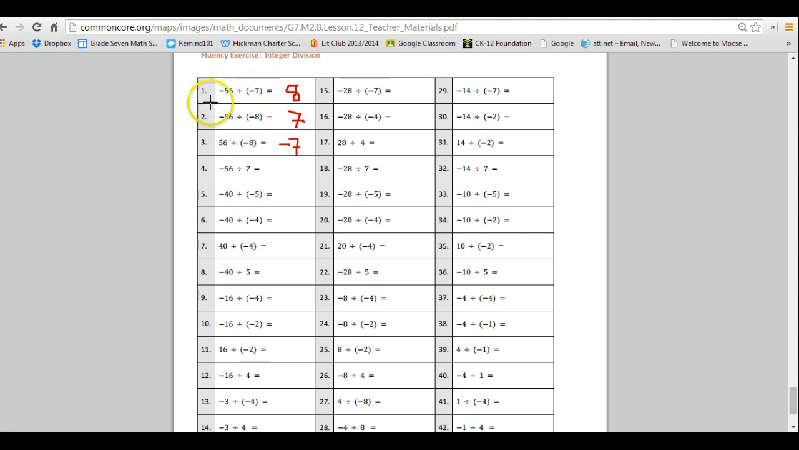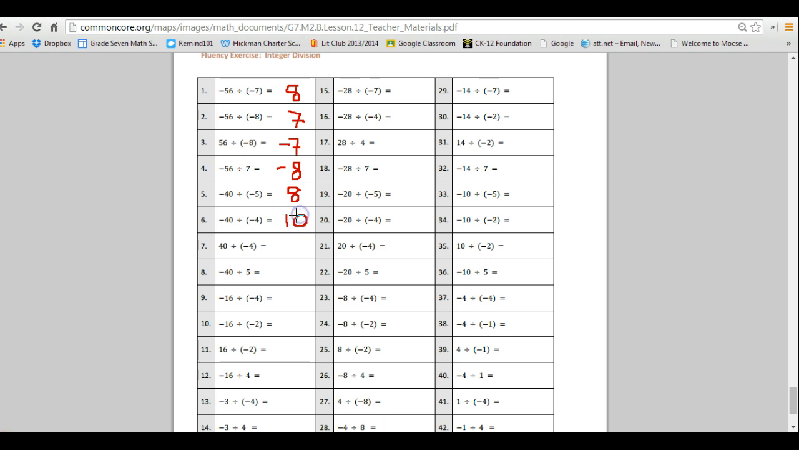Same multiplication fact, same fact family. Still in the same fact family. Again, opposite signs. I know it's going to have to be a negative, and that's going to be negative 8. Again, fact family here. Similar signs. It's going to be a positive answer. Similar signs again. Different fact though, different fact family.